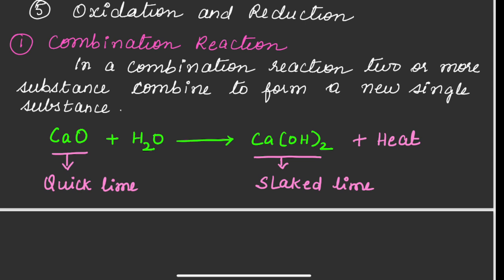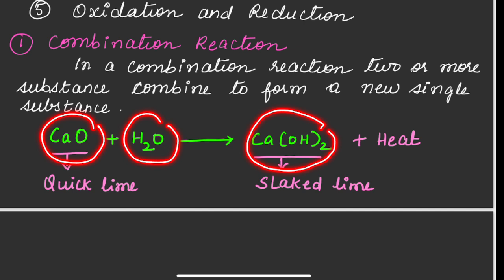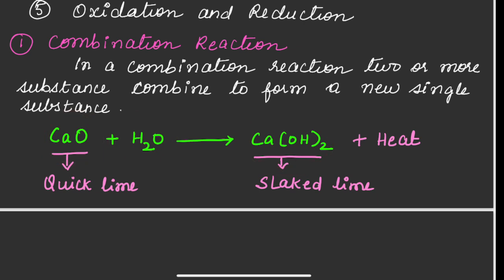So now, how to say that this is a combination reaction? You can see two reactants are there, that is calcium oxide and water. And you can see only one product is formed, calcium hydroxide. Therefore, this reaction is called combination reaction.